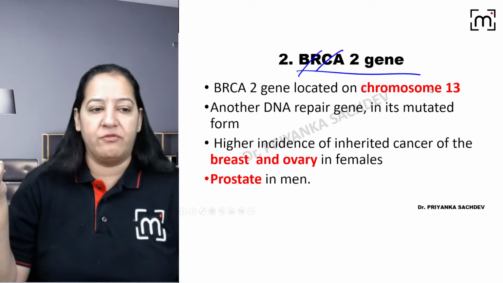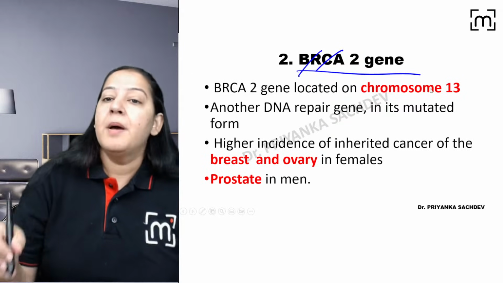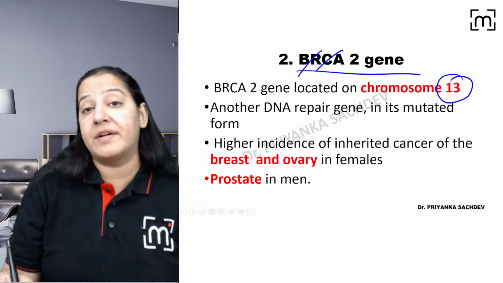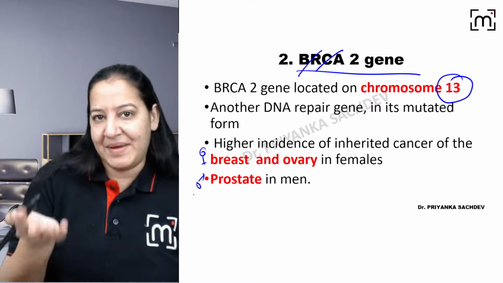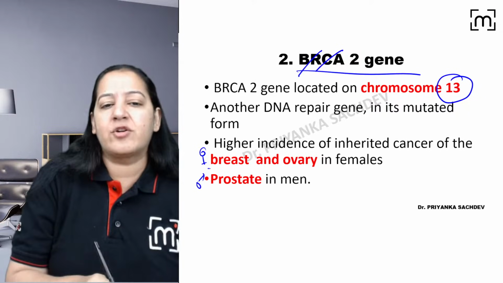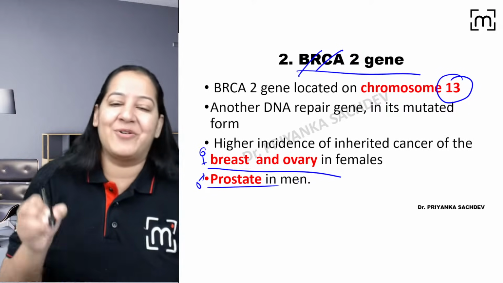Many students don't know the full form. Give me a thumbs up. BRCA2 is present on chromosome number 13. That one was 17, this is 13. Again in female and male, it causes the same cancer if mutated. In female, it causes breast and ovary cancer. In male, it causes prostate cancer.